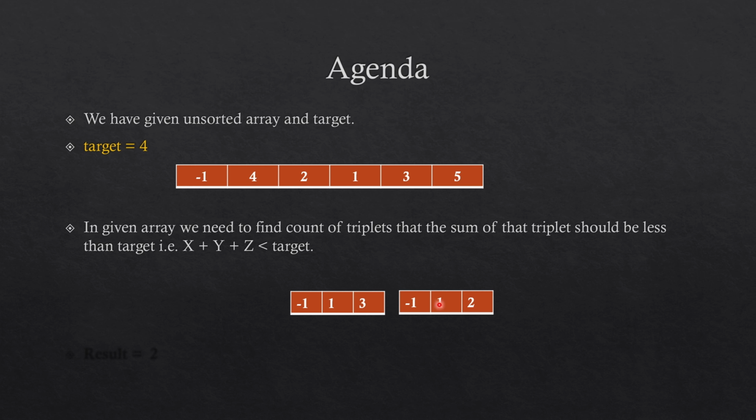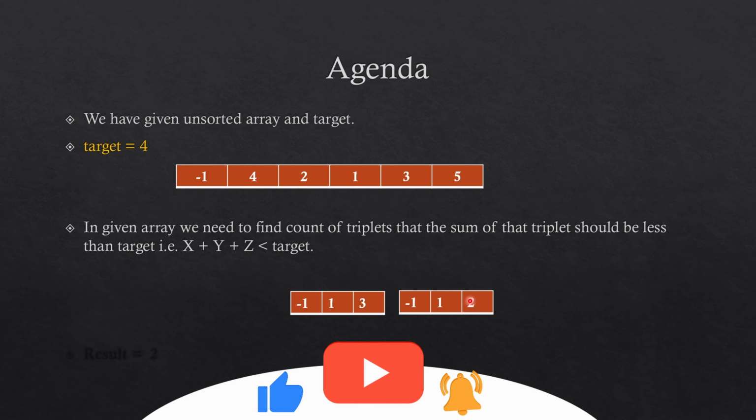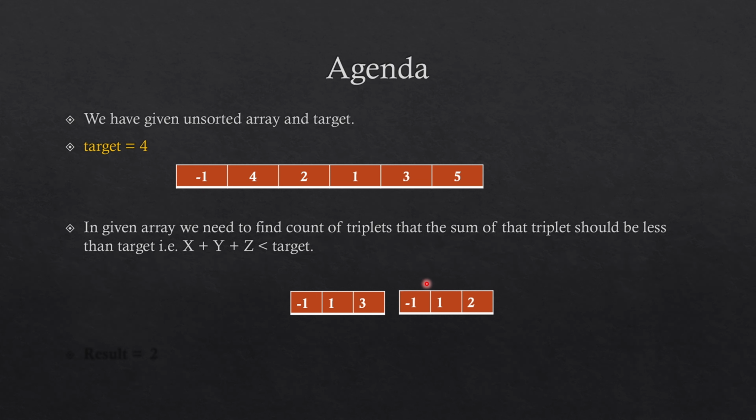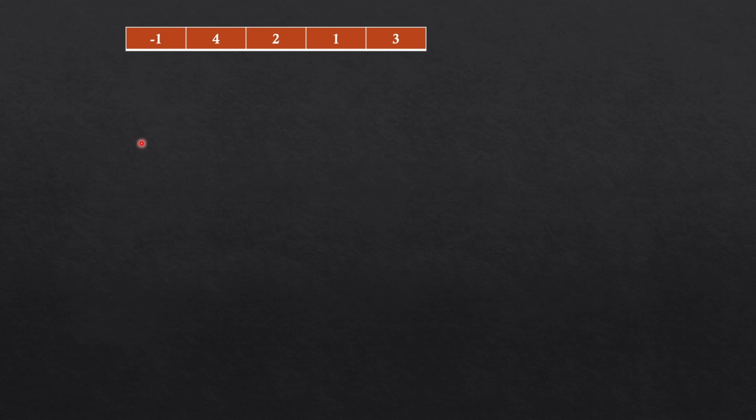And then we have -1, 1 and 2. If we sum them up, the result will be 2, which is less than 4. So this is our second triplet. Similarly, we have found these two triplets, so the count will be 2, and the count will be our result.